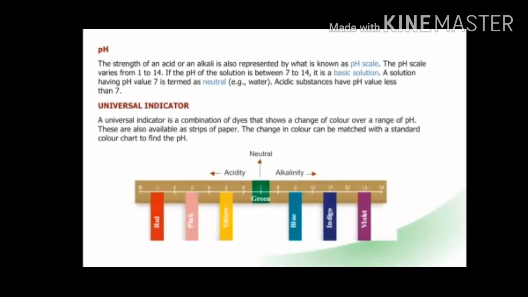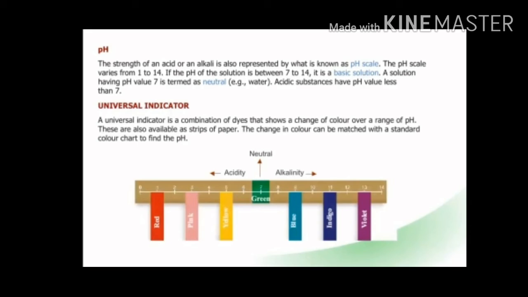If the pH of the solution is between 7 to 14, then it is basic in nature. Greater the pH value, stronger the base is. And if the pH is 1 to 7, then it is acidic. Lesser the pH value, stronger the acid. And pH 7 indicates a neutral solution, neither acidic nor basic. For example, pH of water is 7, so it is neutral in nature.